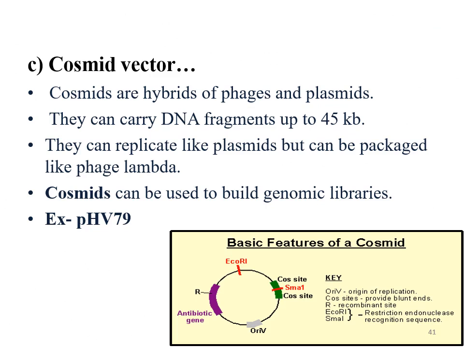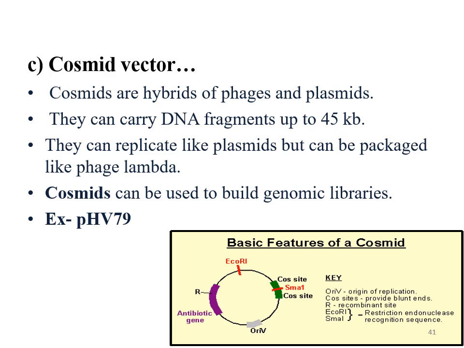Cosmids are another vector. These are hybrids of phages and plasmids and carry DNA fragments up to 45 kb. So these are the vectors which accept the larger fragments among the other vectors, such as bacteriophage and plasmids. Cosmids can replicate like plasmids but can be packaged like phage lambda. So cosmids can be used to build genomic libraries.